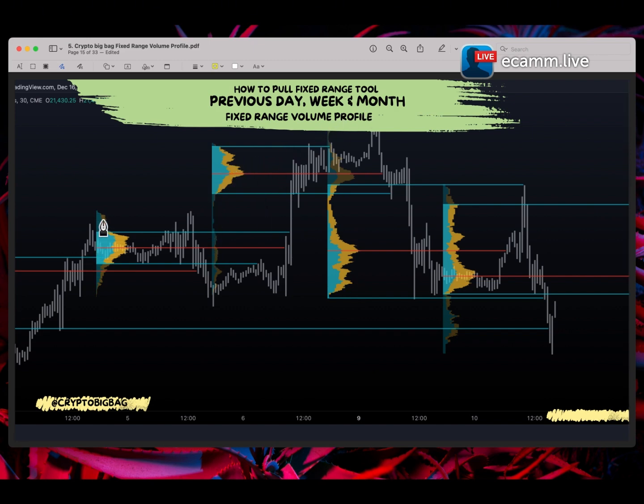For this example, this is the previous day. You can see each day profile. This is each day profile, each day profile. These levels are going to be acting as support and resistance intraday.